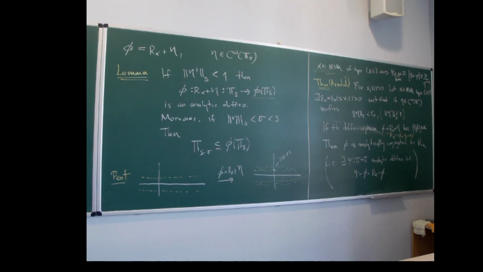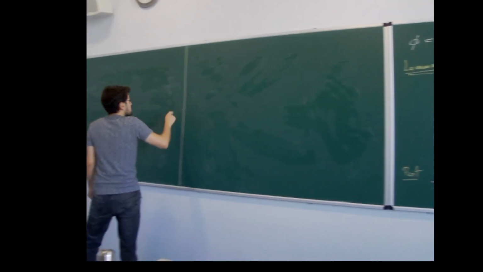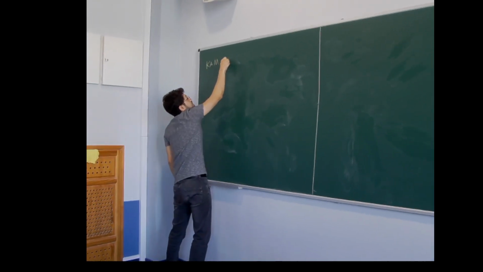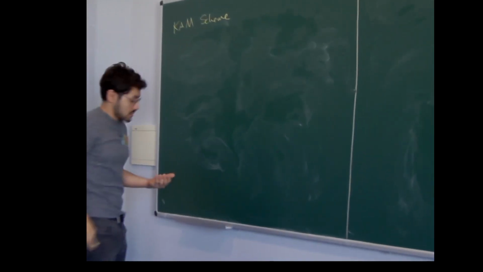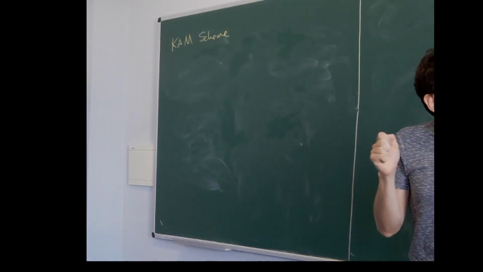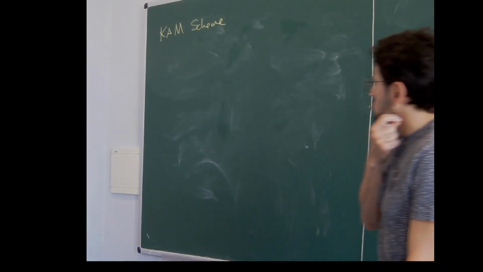I want to define some kind of scheme that will help me solve this. So this is a KAM scheme. Sometimes a KAM scheme is compared to a Newton method, sometimes called Newton method in Banach spaces. So the idea is the following.